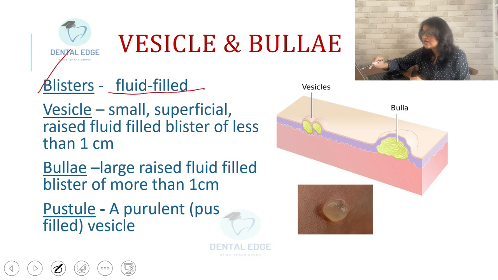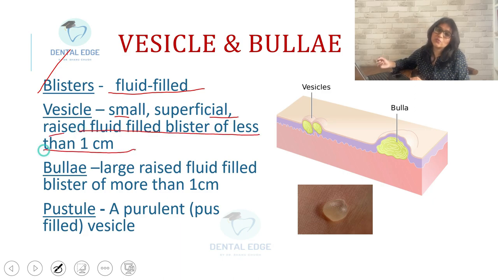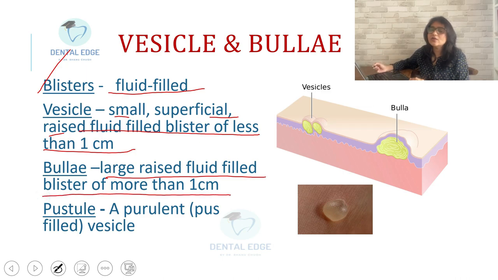What is a vesicle? A small superficial raised fluid filled blister of less than 1 centimeter, right? Again, what is a bulla? A blister of more than 1 centimeter. So a large raised fluid filled blister of more than 1 centimeter. This is a vesicle and this is a large fluid filled bulla, right?